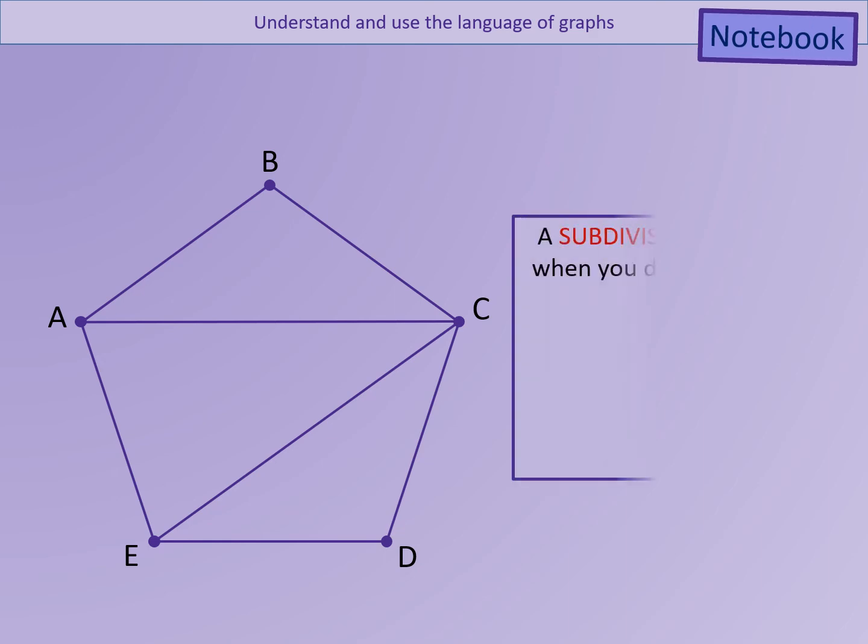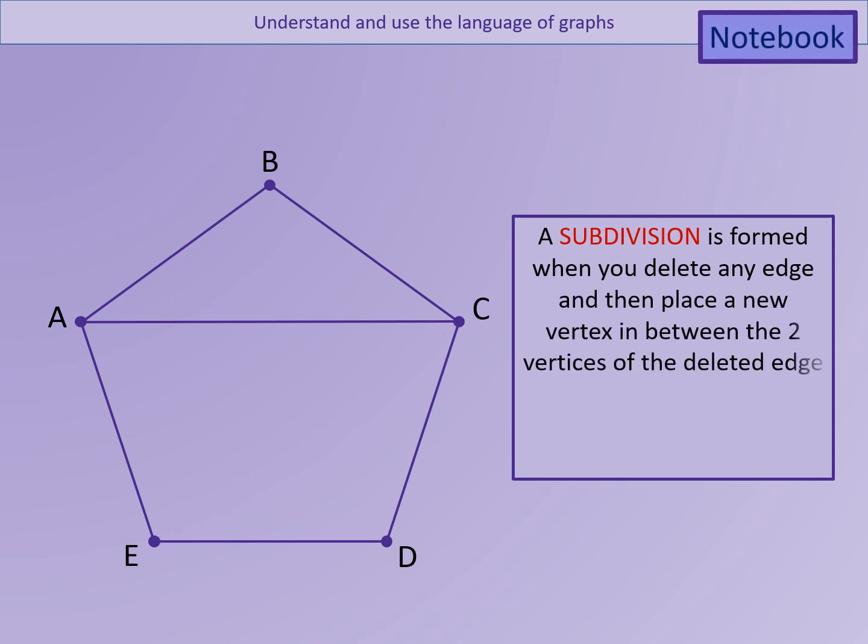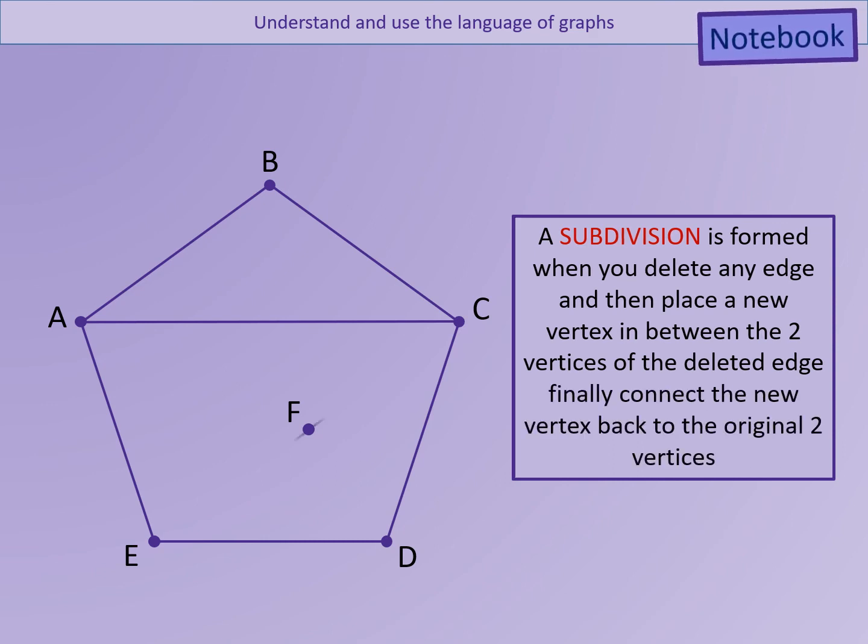A subdivision of a graph is formed when you delete any edge. In this case, we're going to delete edge EC. We then place a new vertex between the two vertices of the deleted edge. I'm going to call that vertex F here. And finally, we create two new edges joining the two original vertices to the new vertex, in this case E to F and F to C. Another way of thinking of this is to position a new vertex along an existing edge, thus creating two new edges in the process.